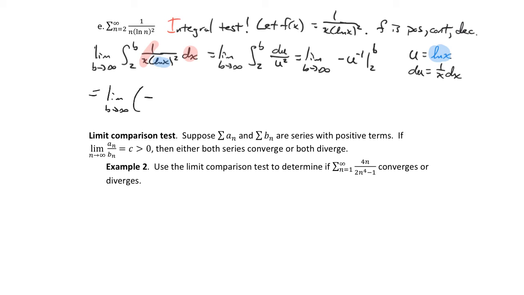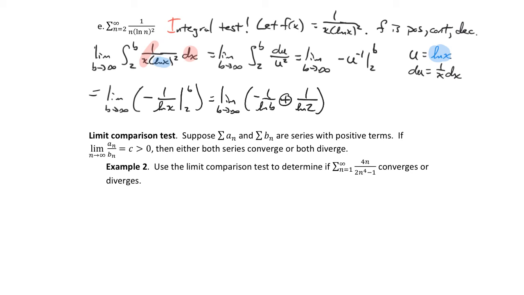So we'll have negative 1 over u, right? u to the negative 1 is 1 over u. u is the natural log of x. We want to evaluate this from 2 to b. So we've got the limit as b goes to infinity of negative 1 over the natural log of b minus a negative 1 over the natural log of 2.